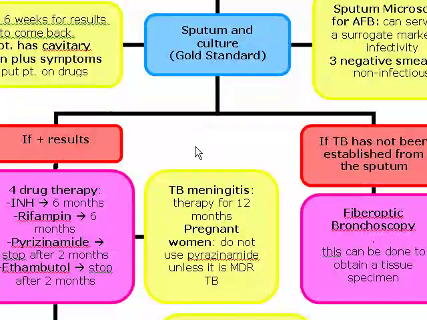For TB meningitis, I want you to remember that you have to extend the therapy for 12 months. And in pregnant women, you do not give pyrazinamide, except in one condition, and that is multi-drug resistant tuberculosis. So remember, TB meningitis, 12 months therapy. Pregnant women, do not use pyrazinamide unless it's multi-drug resistant tuberculosis.